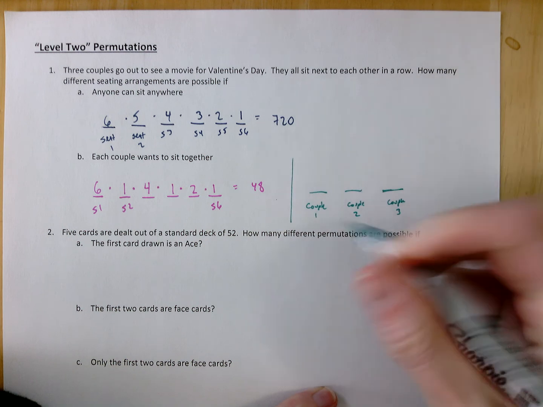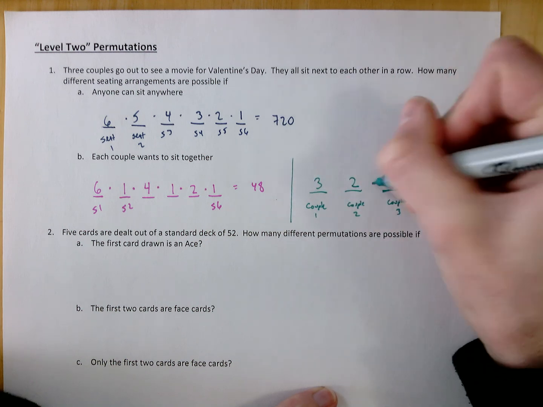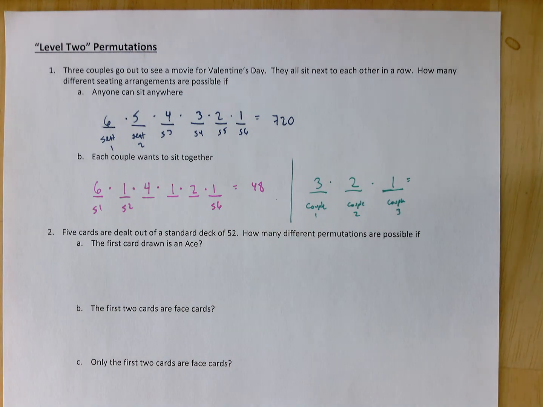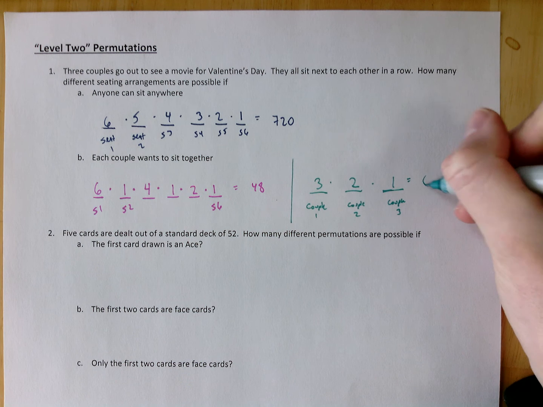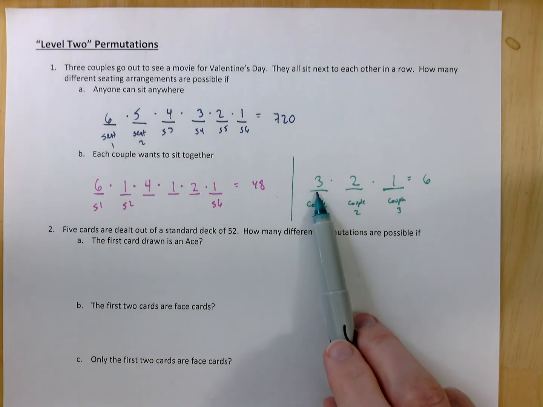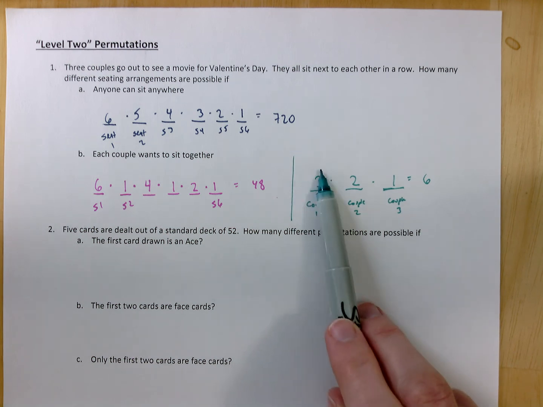Okay, so I've got 3 choices because there's 3 couples, and then 2 choices, and then 1 choice, right? So that would work out to 6. All right, but from there, then you have to take into consideration that there's 2 different ways this couple could sit, right? You could either have person A and then person B, or it could be person B and then person A, right?